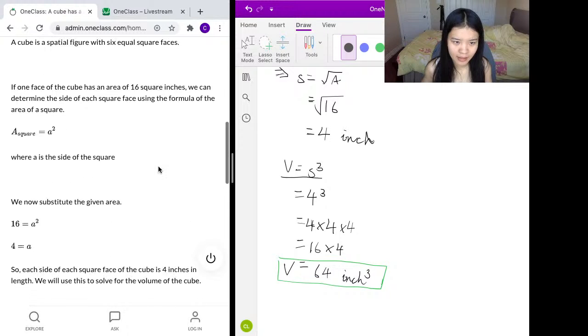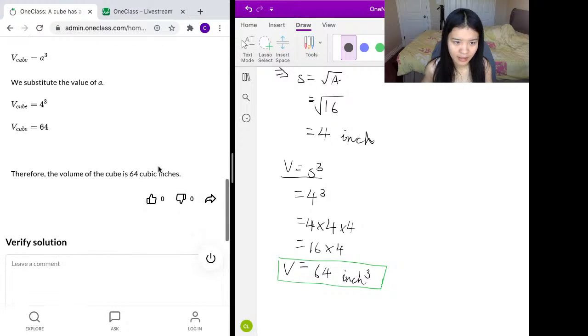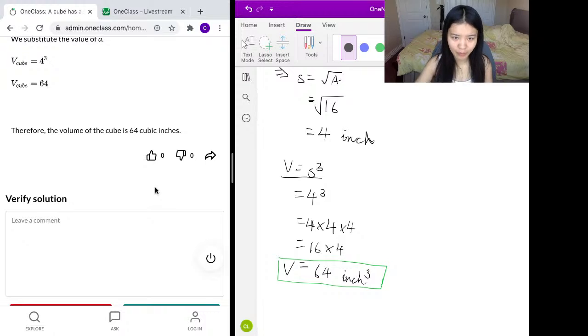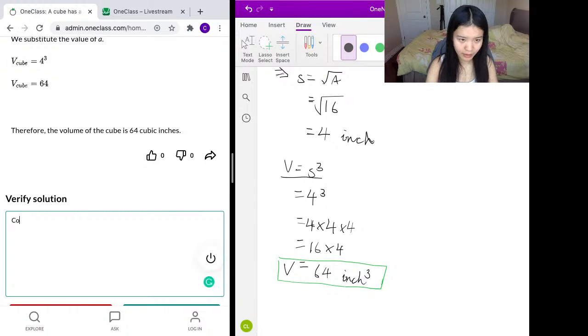Yes, they did the same as us. And the volume of the cube is 64 cubic inches, or inches cubed. Okay, let's say correct solution. Yay!